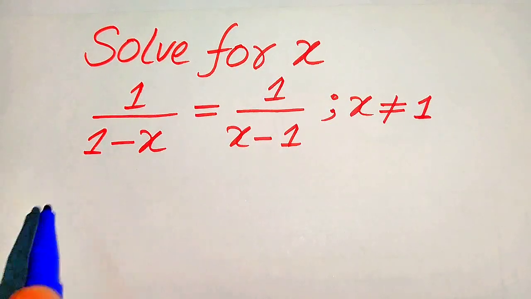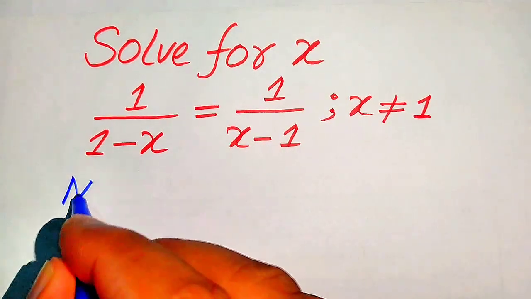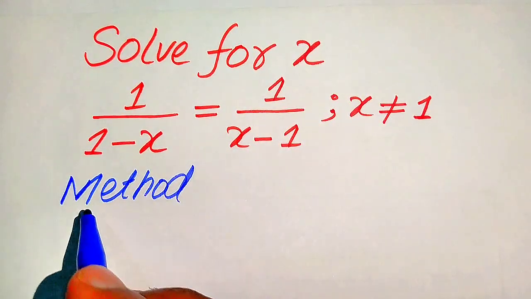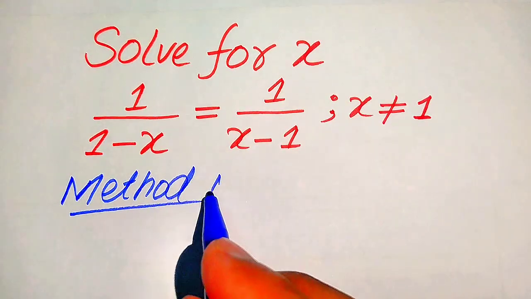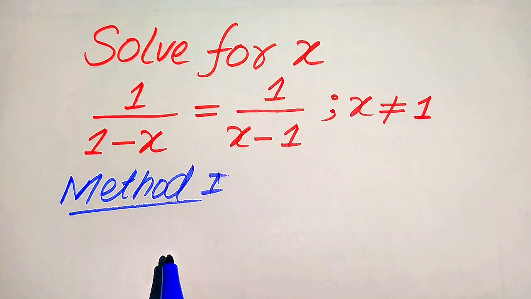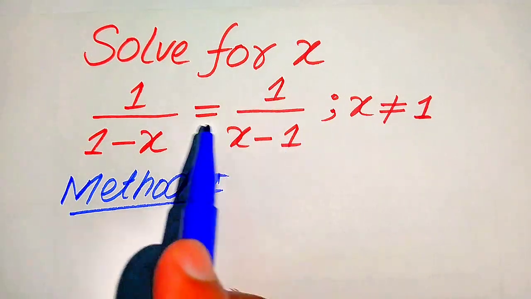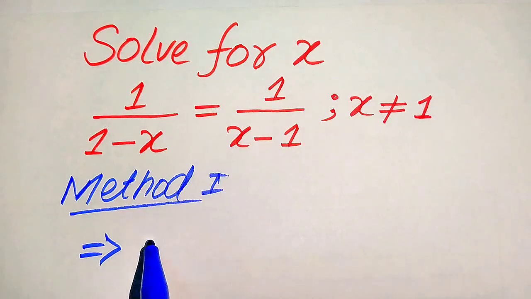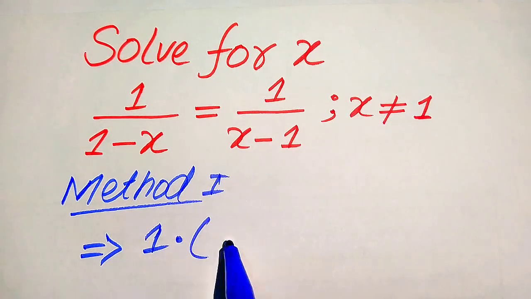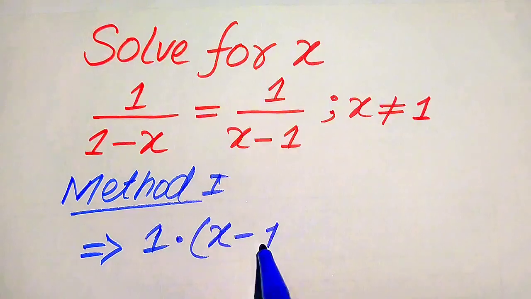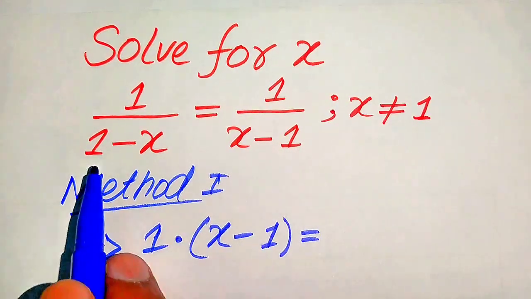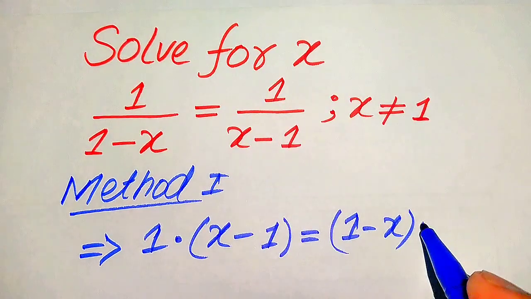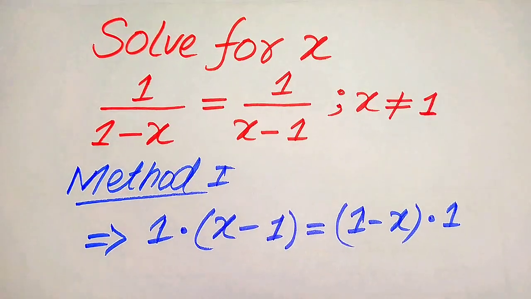Now we solve this problem by two methods, and I hope you like both of them. In the first method, we cross multiply the terms. We multiply x minus 1 with the left numerator and 1 minus x with the right numerator. After cross multiplication we get 1 times x minus 1 is equal to 1 minus x times 1. So our first step is the cross multiplication.